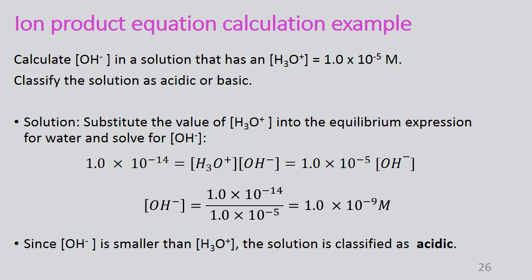Now compare the two. OH negative is 1 times 10 to the minus 9th. H3O positive is 1 times 10 to the minus 5th. Remember that when you're talking about exponents that are negative, the smaller the negative exponent, the larger the number. So 1.0 times 10 to the minus 5th is a larger number than 1.0 times 10 to the minus 9th. So that means that the OH negative is smaller than the H3O positive, and so we call this an acidic solution.